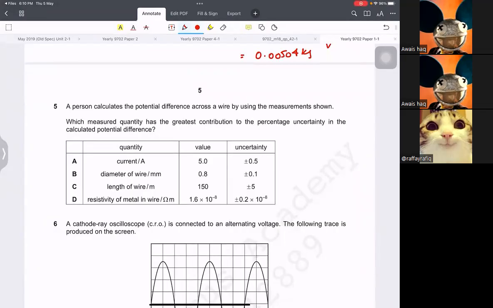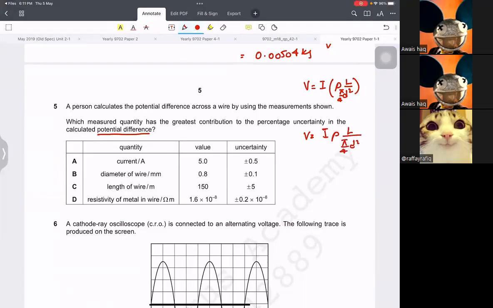Okay, so to find the greatest contribution, percentage in the calculated potential difference. So potential difference is given by IR. There is no resistance given, so we can replace resistance with rho L over A. There is no area, so we can replace it by 5 by 4 D square. So now our formula basically looks like this: rho L over 5 by 4 D square.